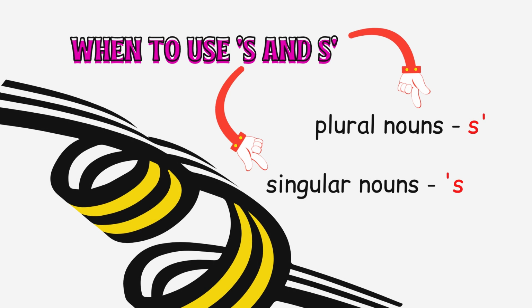There are two things we need to consider when we are using apostrophe S or S apostrophe. We must use S apostrophe when the nouns are plural, and for singular noun, we need to use apostrophe S. Are you confused? Don't worry, we are going to learn it one by one. I'm sure at the end of this lesson, you will surely know how to use the apostrophe.